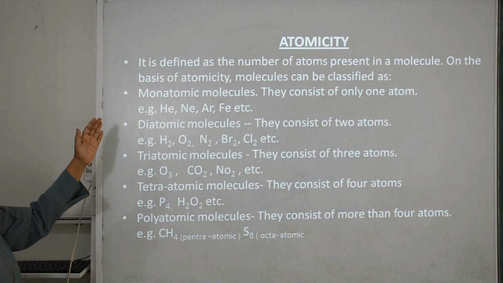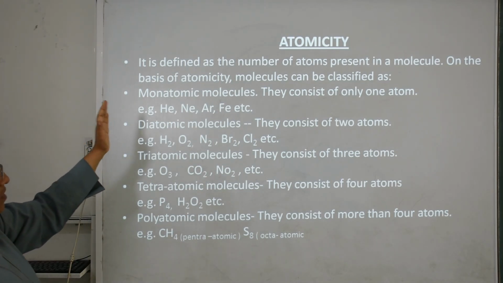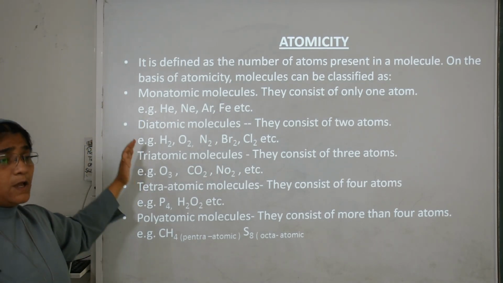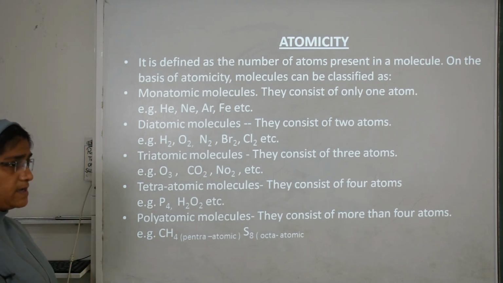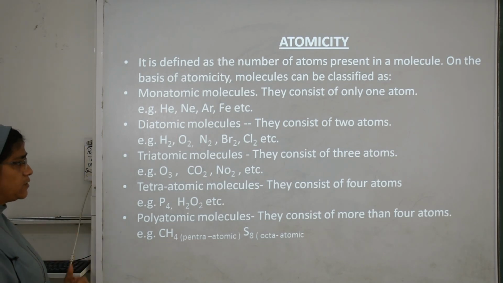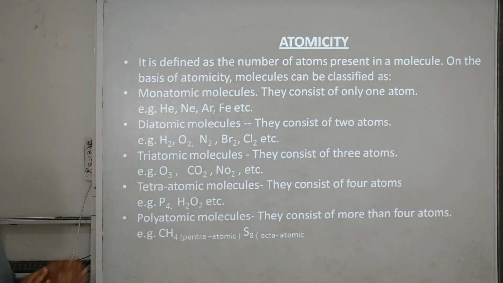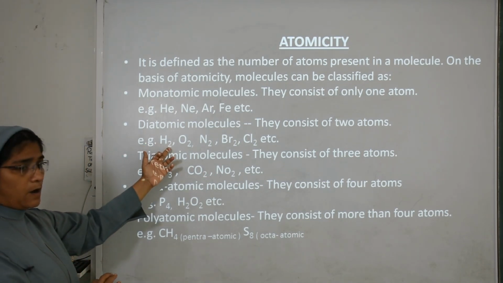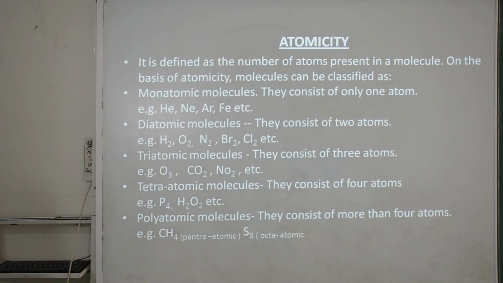So on the basis of atomicity, molecules can be classified as monoatomic molecule, diatomic molecule, triatomic molecule, tetraatomic molecule, and polyatomic molecules. Monoatomic molecule means it is made up of only one atom. Diatomic molecule consists of 2 atoms. You know hydrogen, H2: how many atoms? 2 atoms. Triatomic molecules consist of 3 atoms.